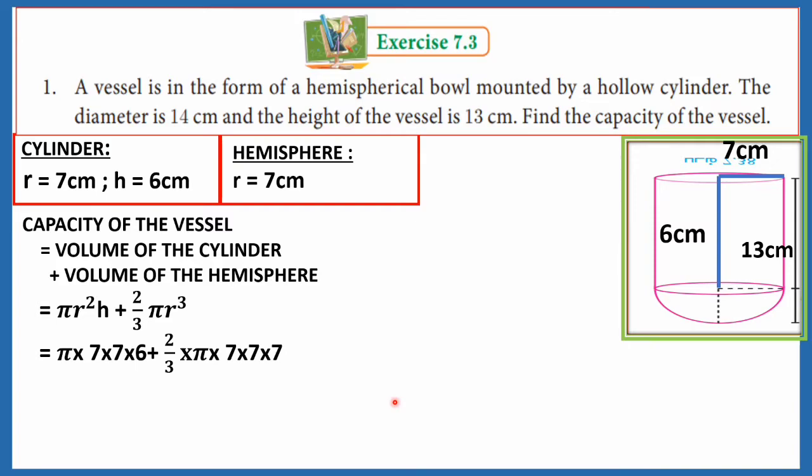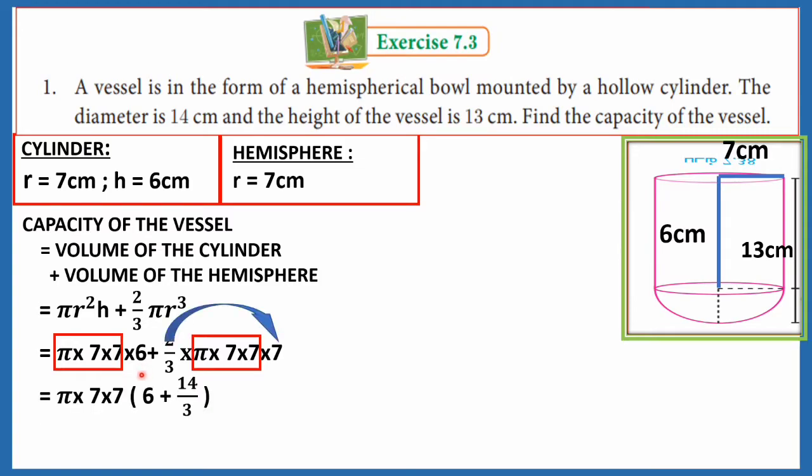First find out the common terms. See here, pi into 7 into 7. So take it outside. In the first term write 6 plus, second term, multiply this 2 into 7, 14 by 3. Here we have to add this whole number and fraction. We all know how to convert the mixed fraction into an improper fraction. Use that method here. Substitute the value of pi, 22 by 7 into 7. 6 3s are 18, 18 plus 14, 32 by 3. 7 and 7 get cancelled.